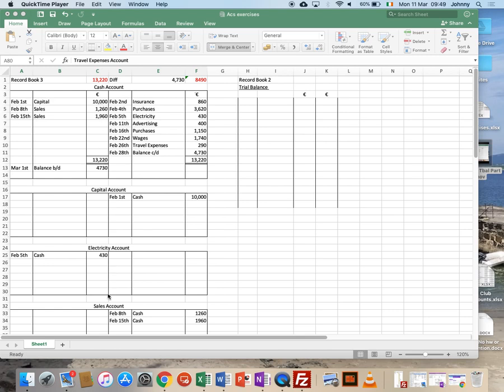I have to put the balances for all of these accounts into my trial balance. So far I've only balanced one account, my cash account, and I have a debit of 4730. The way the trial balance works is I put the name of all my accounts. The first account is going to be cash. The second account I have here is capital. The next account we have is electricity.